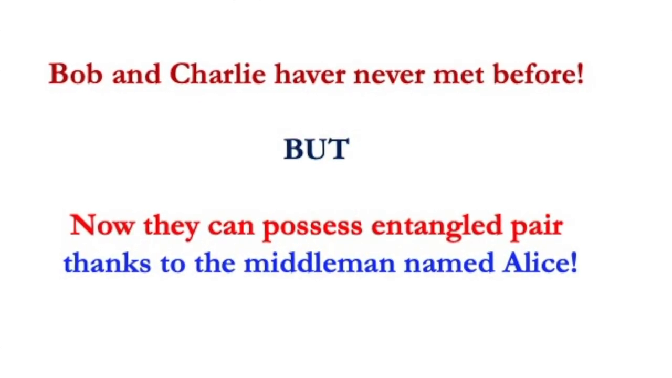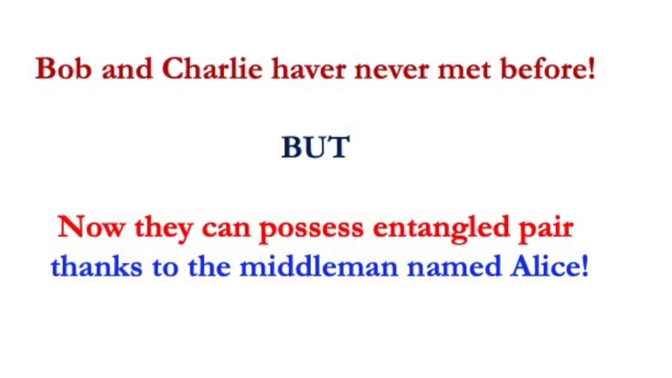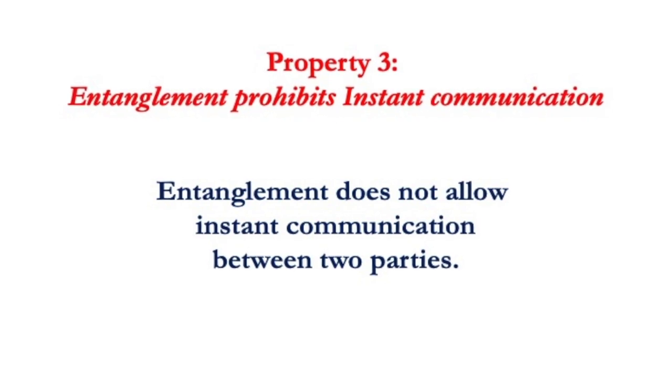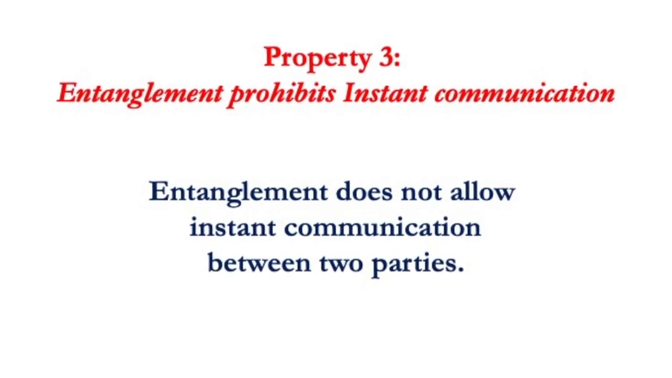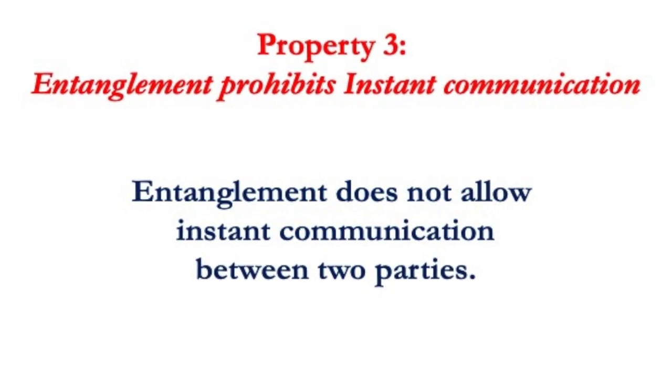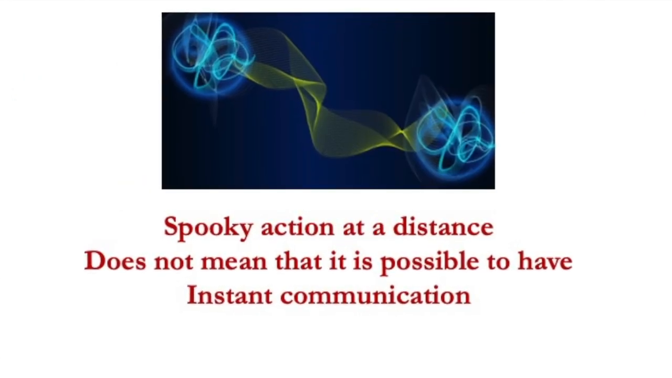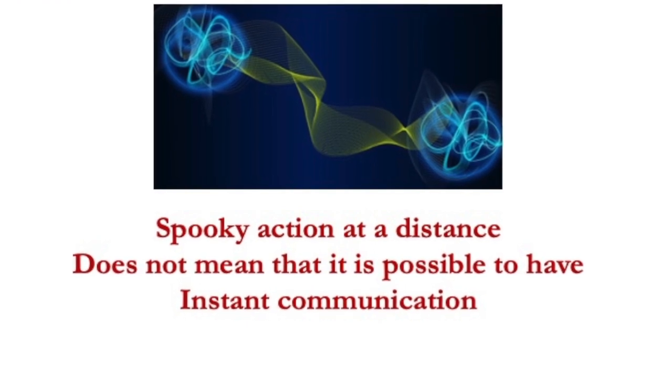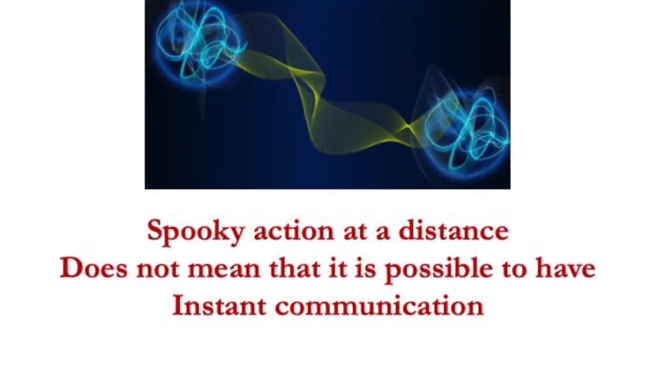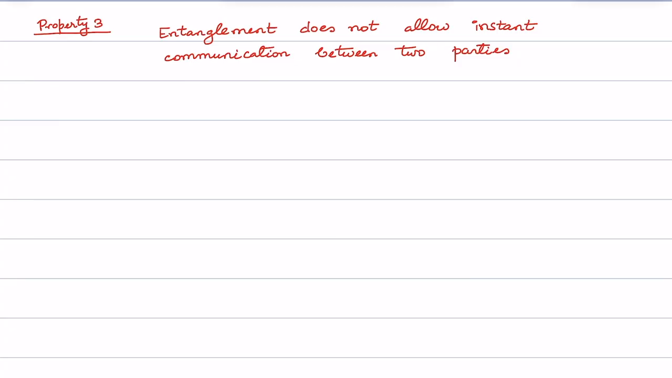Okay, now let me discuss another property of entanglement. This property of quantum entanglement is related to no instant communication. Entanglement does not allow instant communication between two parties. This is an important property. It clearly shows that the so-called spooky action at a distance does not mean that it is possible to have instant communication. Let us prove it. The proof is a little bit technical. Still, I hope that you will be able to follow it.